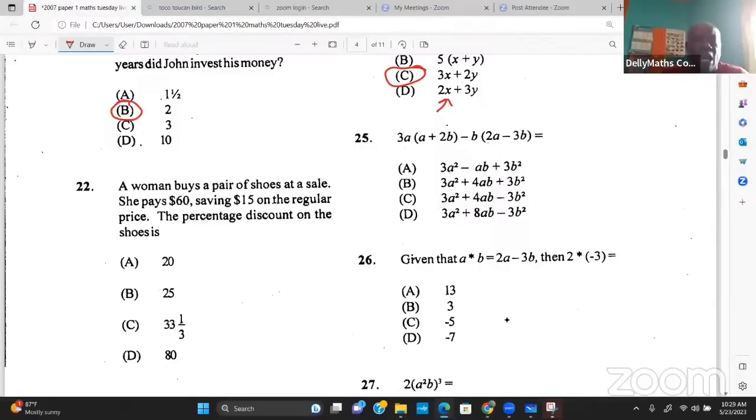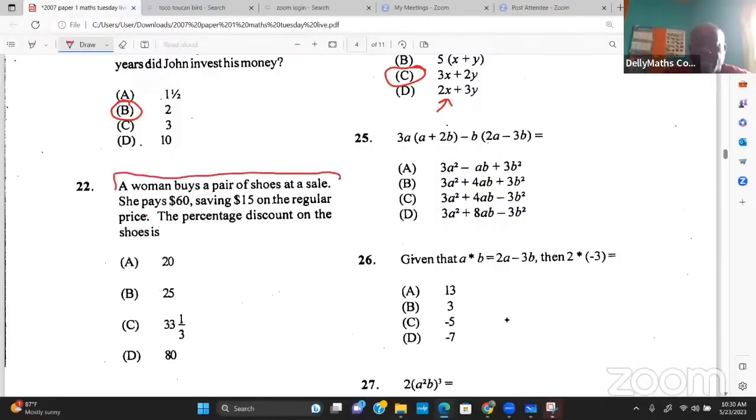Next question says, a woman buys a pair of shoes at a sale. She pays $60, saving $15 on the regular price. All right. So she saved $15 on the regular price. The percentage discount of the shoes is what? Right. So take a look at this. Read it.